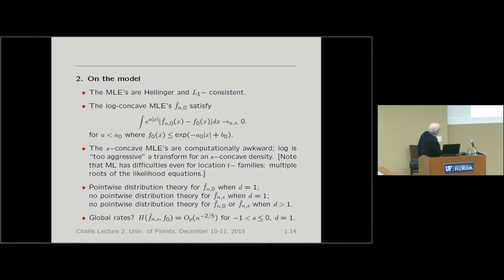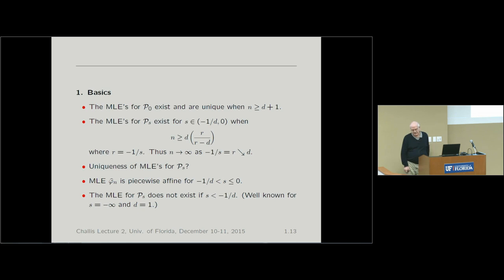We do have pointwise distribution theory for the MLE of the log-concave when d is 1. We have no pointwise distribution theory for the MLE for s-concave even when d is 1. There's no pointwise distribution theory anywhere when d is strictly bigger than 1. We don't know what the limit distributions are pointwise. Sorry, still unknown. Global rates, well, we do have n to the minus 2/5 rates for Hellinger convergence for s-concave in one dimension down to s being strictly bigger than minus 1. And that's a result with Charles Doss that took a lot of work and sweat.